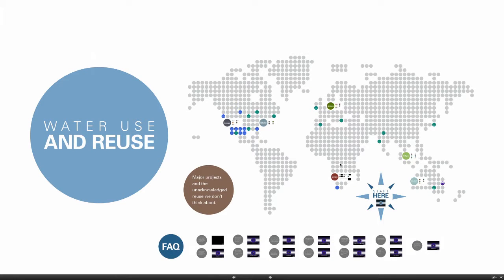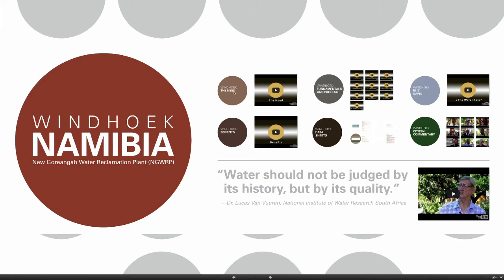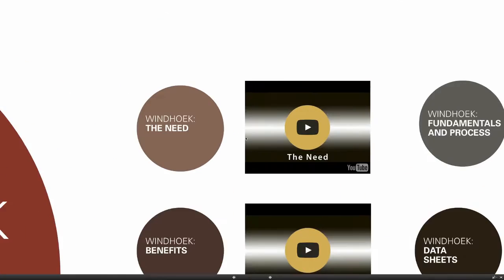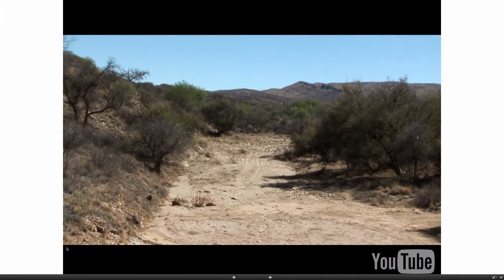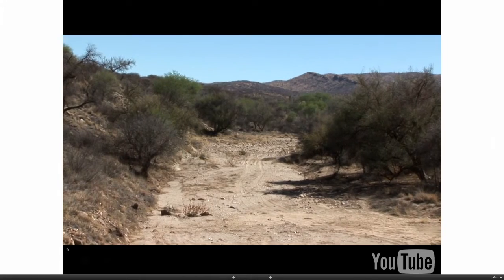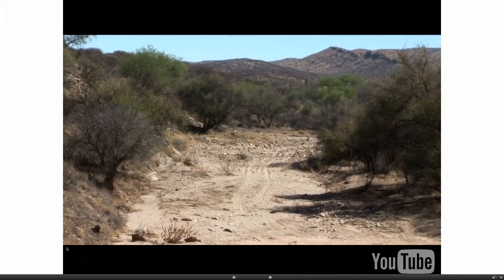The Global Connections Map is an interactive tool that includes stories from places in the world where water has been recycled for drinking, some for as many as 40 years. Namibia is a drought-prone country. It's the most arid country in sub-Saharan Africa.